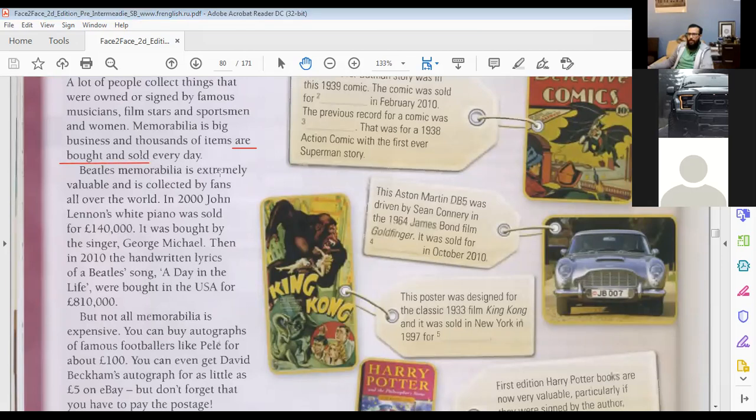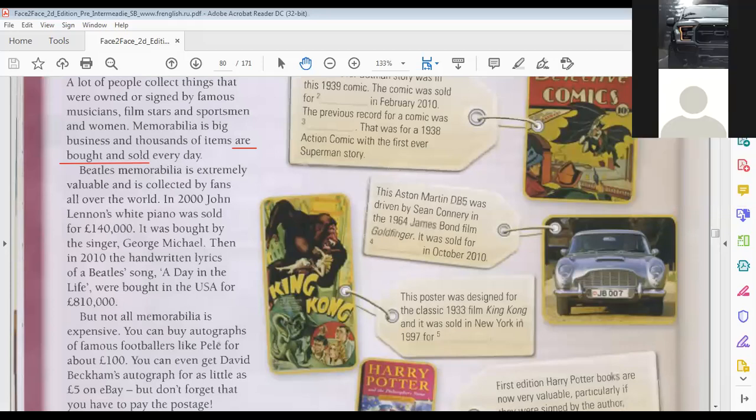Okay, Rashid, can you find any other examples of passive in this article? Any other ones? You can look for either past simple passive or present simple passive. Both. You can look for both of them. Okay, what about you, Samiha? Can you find any passives in the article?